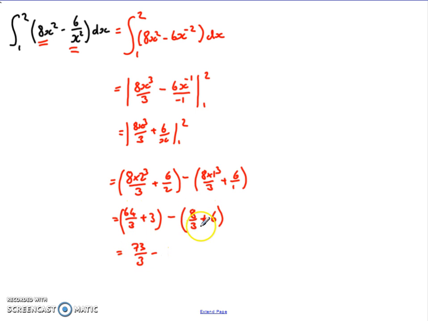Take away, well, 8 over 3 plus 6. 6 we have to write over 3, so that becomes 18. 18 plus 8 gives me 26, so it's take away 26 over 3. So 73 take away 26 gives you 47 over 3, which we can just leave as that, units squared. So there you go, we've calculated our second integral in our second area.